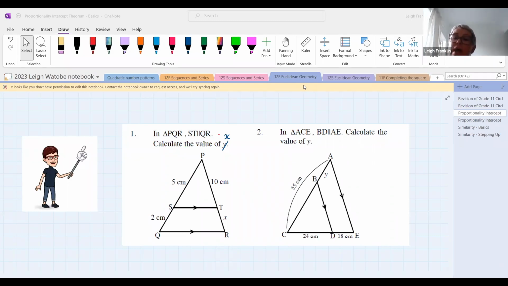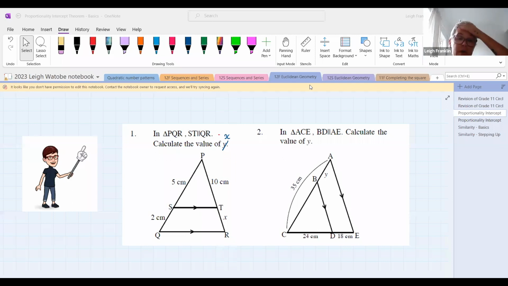Okay, so it's the 2 sides that have been cut proportionally that we are talking about. In other words, PQ and PR. So we can compare PS with SQ, or we can compare PS with PQ, or we can compare SQ with PQ. Okay, so there are 3 different types of proportions that you can make. Okay, thank you, ma'am.